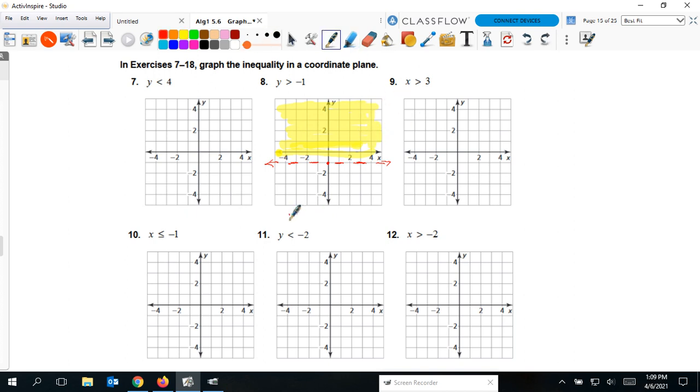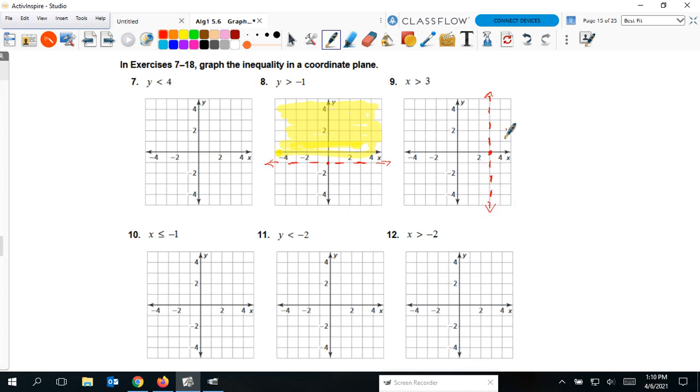All right, let's try another one. Let's do number 9, just the next one over. This one says x is greater than 3, so it's got the x this time. So we have to go to 3 on the x-axis. 3 on the x-axis is right here. This one's going to go through the x-axis, so it's vertical, and it also is going to be dashed because it doesn't have the equal to. So we're going to put a vertical dashed line just straight up and down. Put arrows on the end.